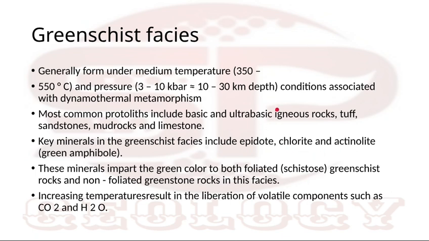Next is the greenschist facies, generally from 350 to 550 degrees Celsius, pressure 3 to 10 kb, 10 to 30 kilometer depth. It is associated with dynamothermal metamorphism, that is, you can call it regional metamorphism.